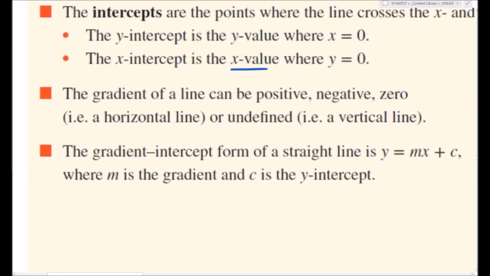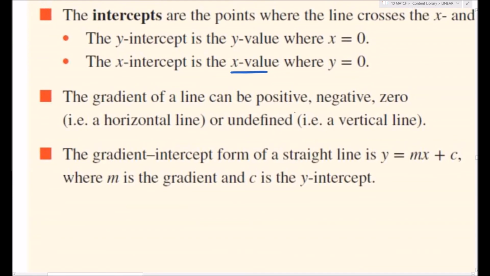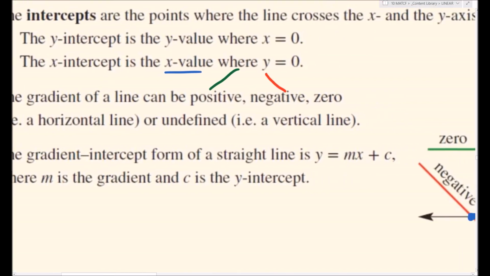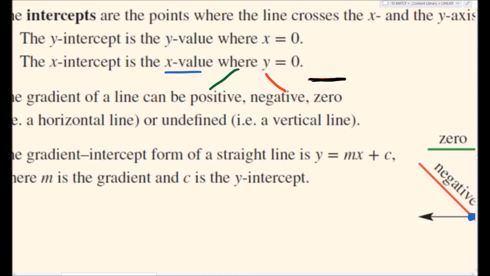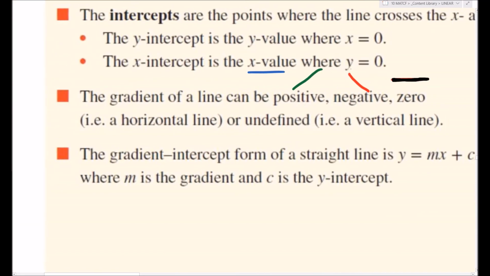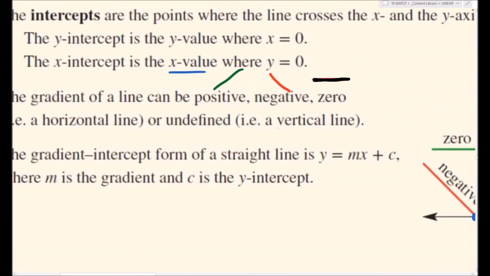The gradient of a line can be positive or negative, as I mentioned before. Positive if it's going upwards, like so. And negative if it's going downwards, like so. And 0 would mean that the line is just horizontal, a straight line like so. Undefined is vertical, so when the line just goes up or down, like so. That's an undefined gradient.